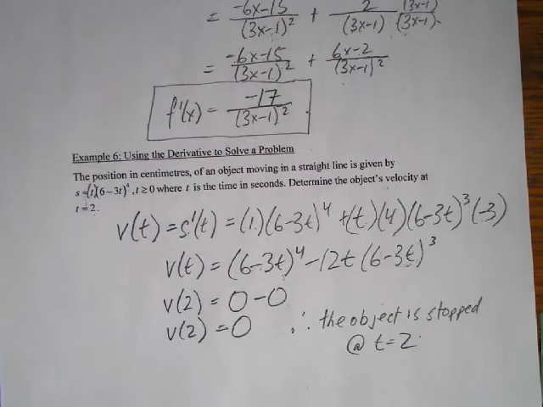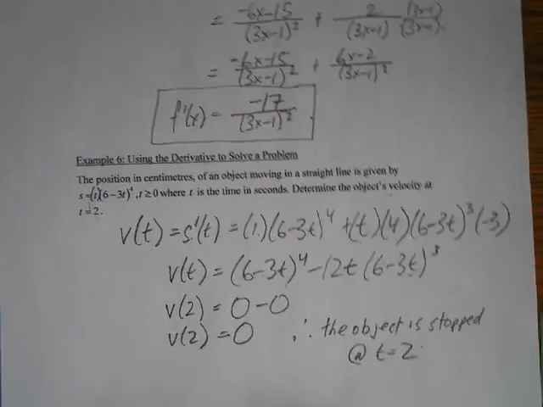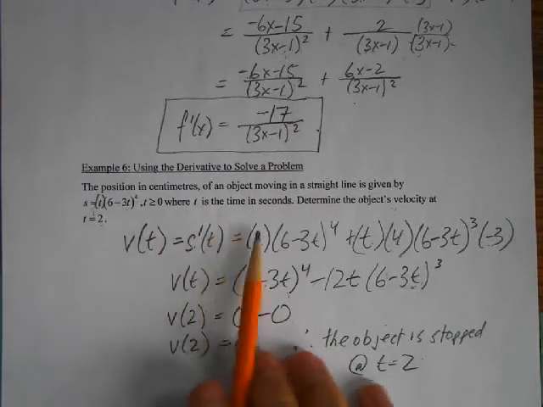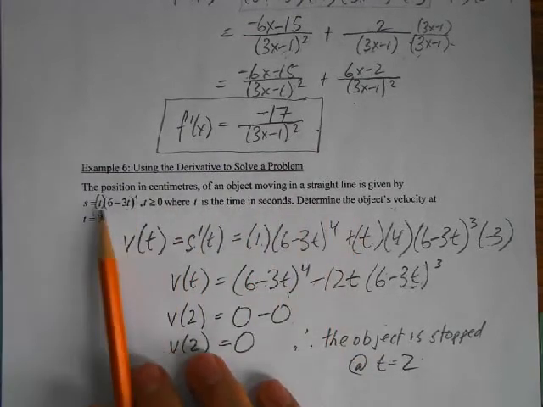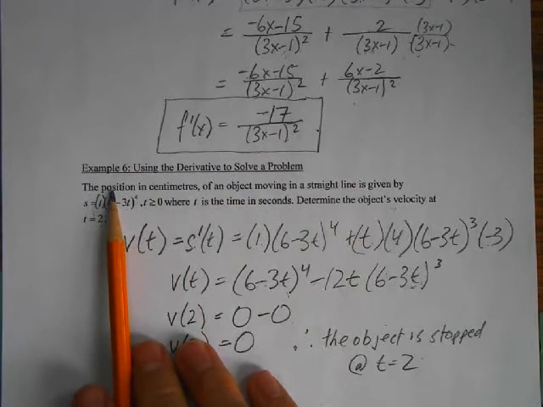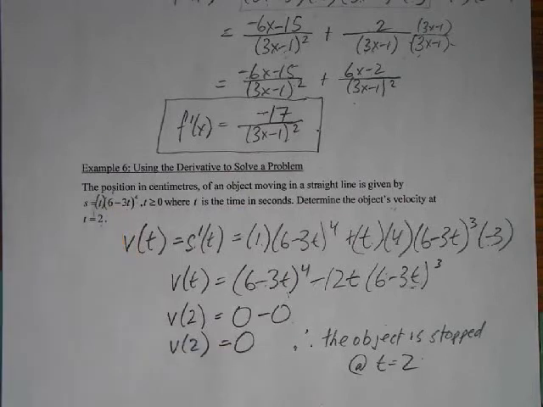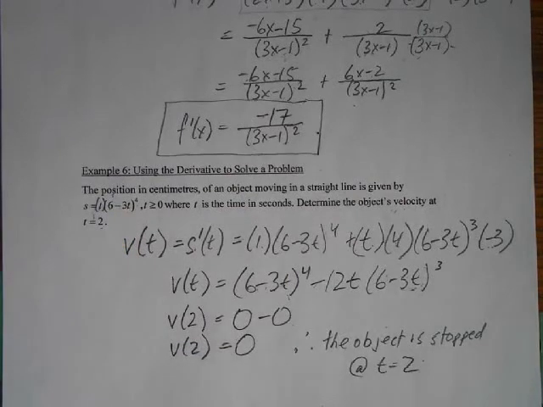Okay, so you had to kind of figure out what velocity has to do with position. Well, hopefully you understand that velocity is the derivative of the position function. Okay. All right, so that was some examples of using the product rule.